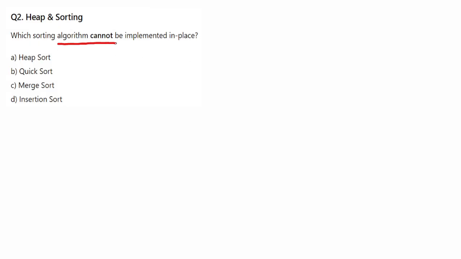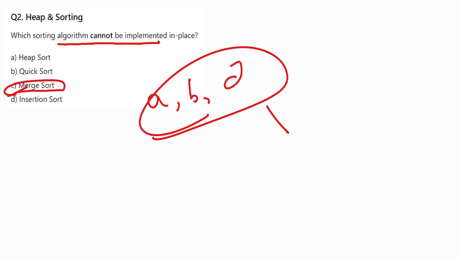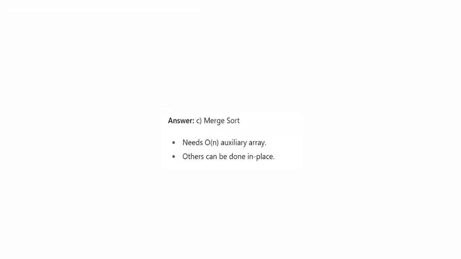Which sorting algorithm cannot be implemented in place? So the correct option here is merge sort, because merge sort needs an auxiliary array, and the other options are not true because they can be done in place. So the option which cannot be implemented in place, option C, merge sort, is the correct one. All other options A, B and D are implemented in place. Now move to the next question.